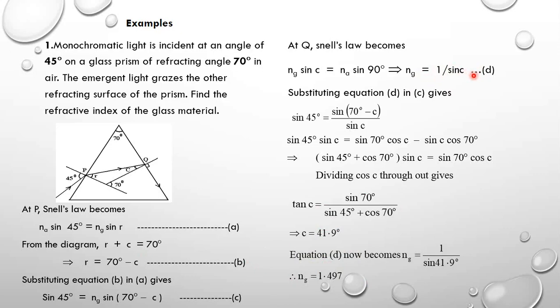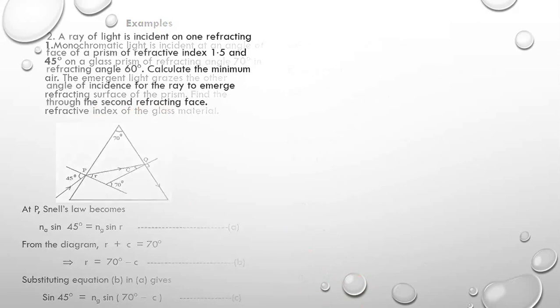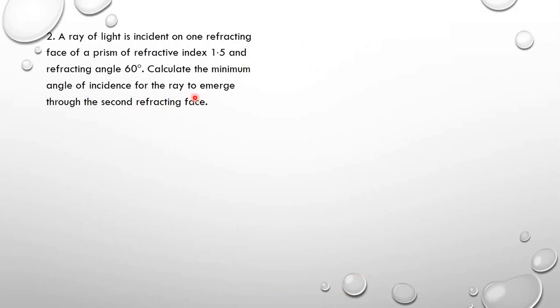So if we replace for C, we shall have NG as 1.497. That's going to be the refractive index of the glass material. Then number 2, a ray of monochromatic light. So a ray of light is incident on one refracting face of a prism of refractive index 1.5 and refracting angle 60 degrees. Calculate the minimum angle of incidence for the ray to emerge through the second refracting face. So we are applying the minimum angle, which is what we want.